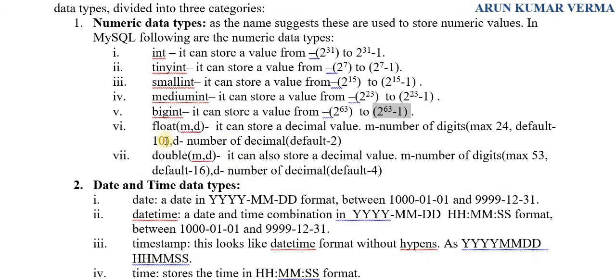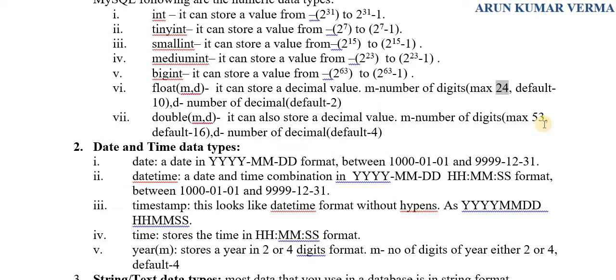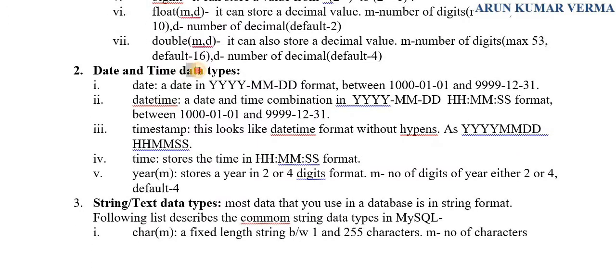If you want to store decimal values, you will use the float or double data type. The difference between them is their range. The float data type can store a value with a maximum of 24 digits, and the double data type can store a value with up to 53 digits. The next one is date and time data types. The date and time data types store values in the form of date and time.